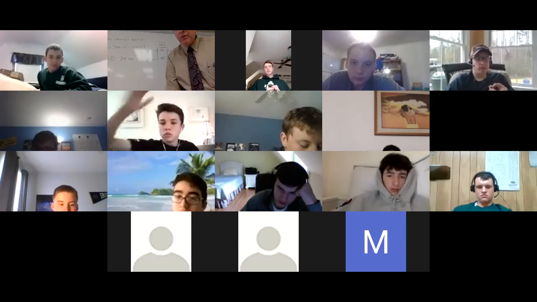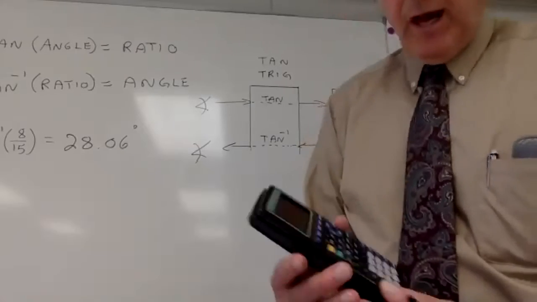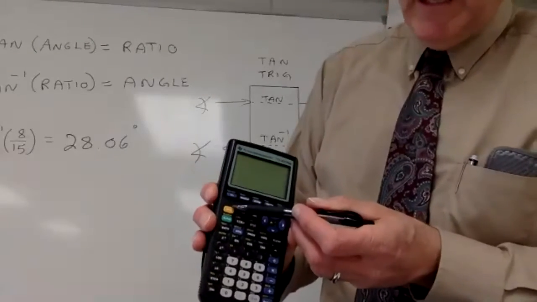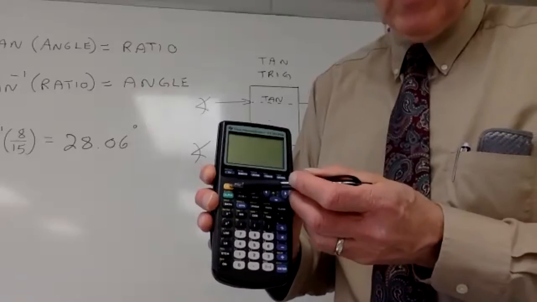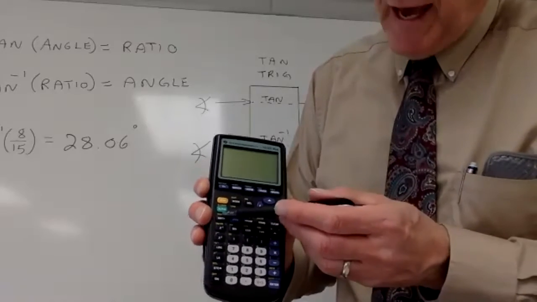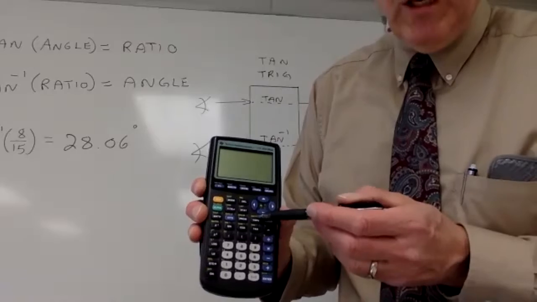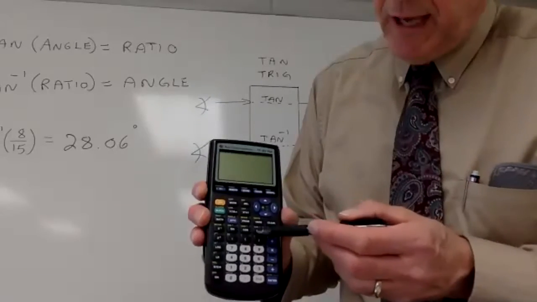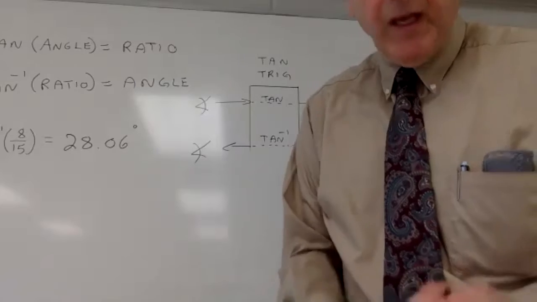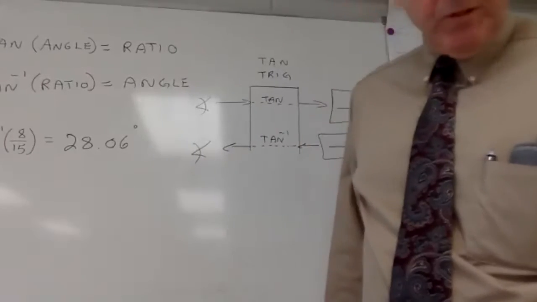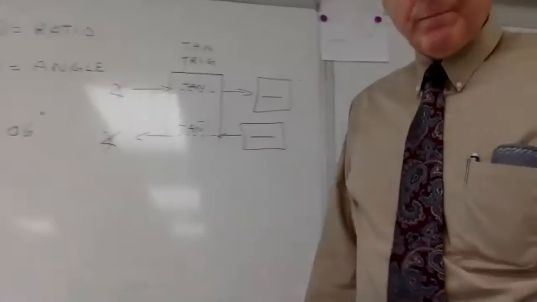Okay, and on most of the more modern calculators, it has a second button. On most of the calculators, it's in gold. And whenever you hit the second button, you're looking at what's written above the keys, and what's written above tangent is tangent inverse. Okay, so let's go through a problem to make sure that we understand it.